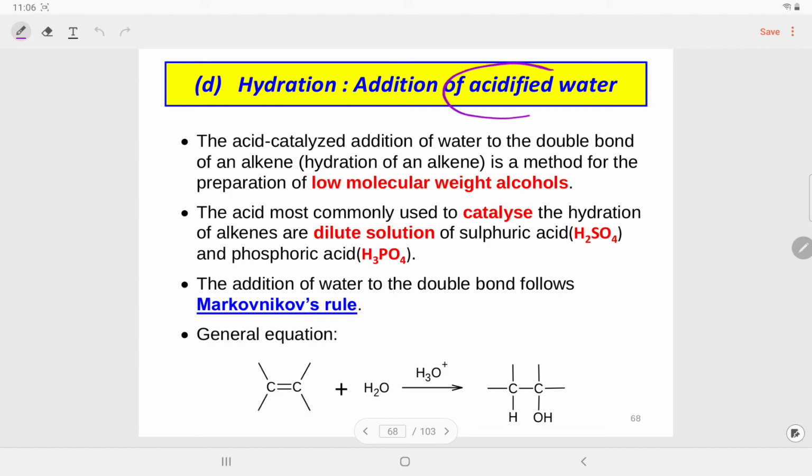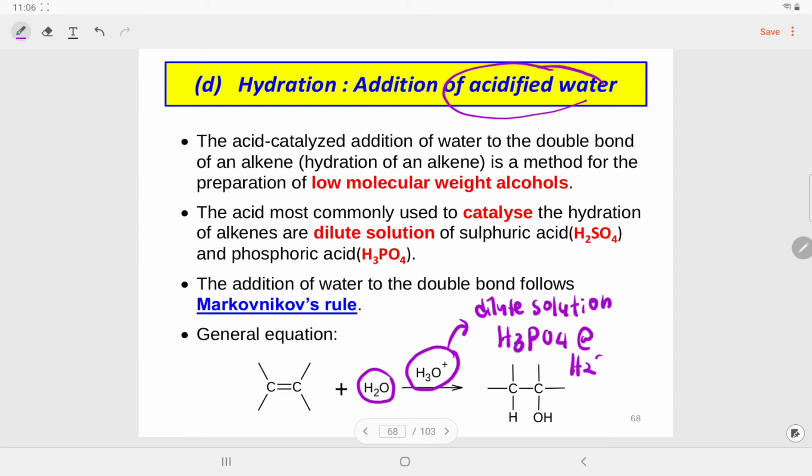Addition of acidified water. The condition is that our reagent must be water, and H2O is the catalyst. What is our catalyst? Our catalyst must be a dilute solution. What is our specific compound? Either H3PO4 or H2SO4. So this is why our catalyst is dilute. We can write it simply as only H3O plus, and water consists of H plus ion and OH minus.